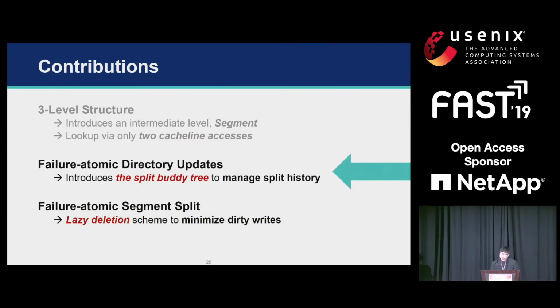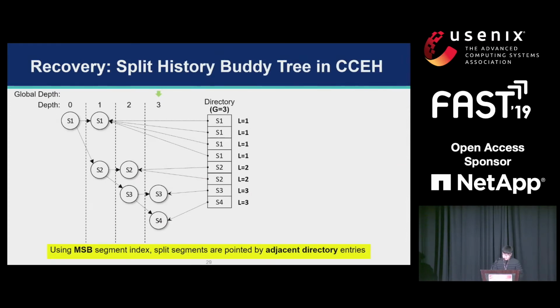Now, let me describe how CCEH updates the directory in a failure-atomic manner. For ease of recovery, we use the most significant bit as the segment index. Then the directory entries for a split segment will be located adjacent to each other, as shown in this figure.